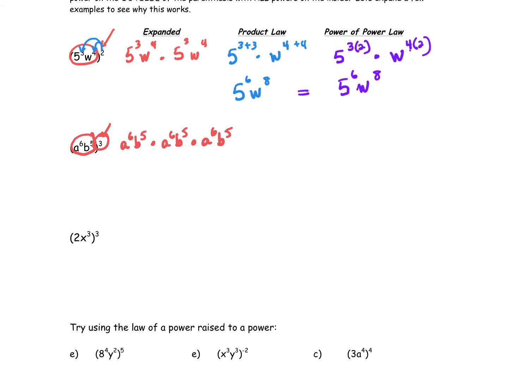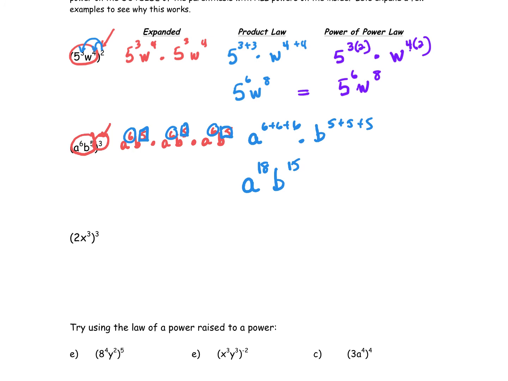So now I'm going to use the product law to help me finish this. I'm going to start with a. If I take a, I see I'm adding 6 3 times. So a to the 6 plus 6 plus 6 times b, and this time b is 5 plus 5 plus 5. And so the final answer would be a to the 18th power times b to the 15th power. Well, that was sure a long way to go.